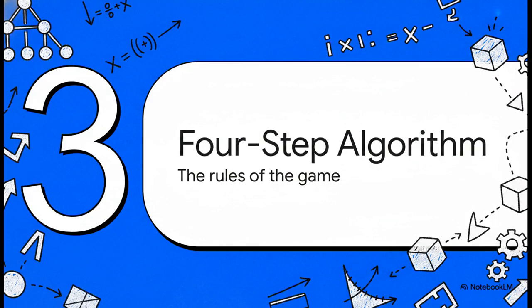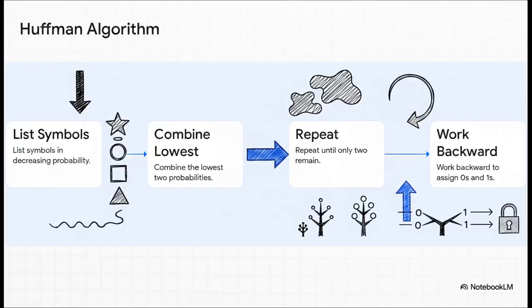Part 3. The four-step algorithm. The rules of the game. So how does it pull this off? Well, Huffman coding operates on a beautifully logical four-step algorithm. Step 1. List your source symbols in order of decreasing probability. Step 2. Combine the lowest two probabilities. Step 3. Repeat that until only two remain. And Step 4. Work backward to assign your zeros and ones. Simple enough, right? Let's keep moving.